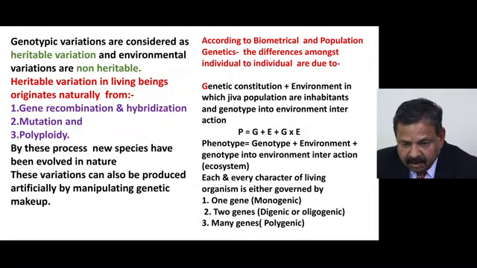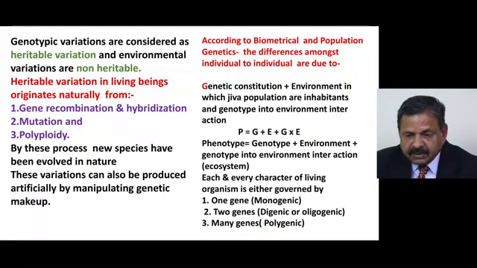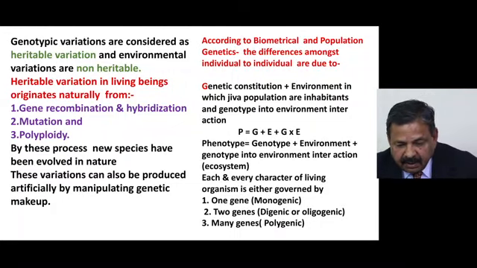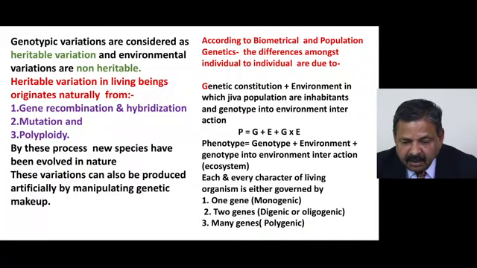According to biometrical and population genetics, the differences from individual to individual are due to genetic constitution plus the environment in which the populations are inhabited, and the genotype into environment interaction. P stands for the phenotype, that is, the morphology or appearance. G is the genotype, meaning the genetic constitution of the organism. E is the environment, and G into E is the genotype-environment interaction.